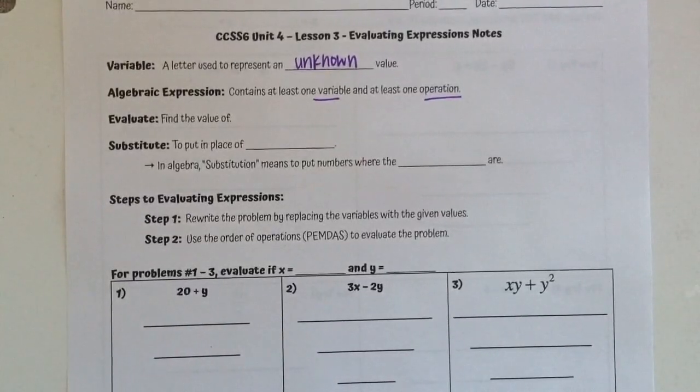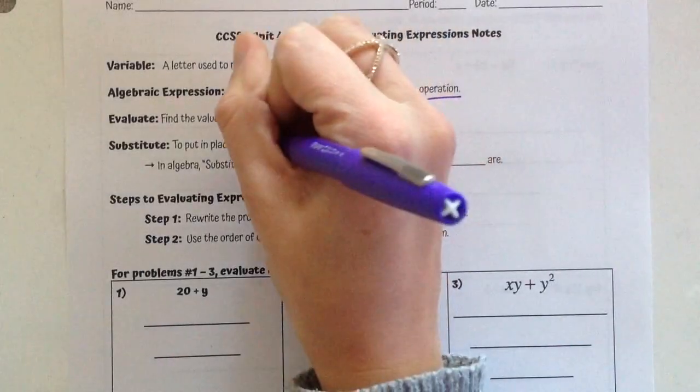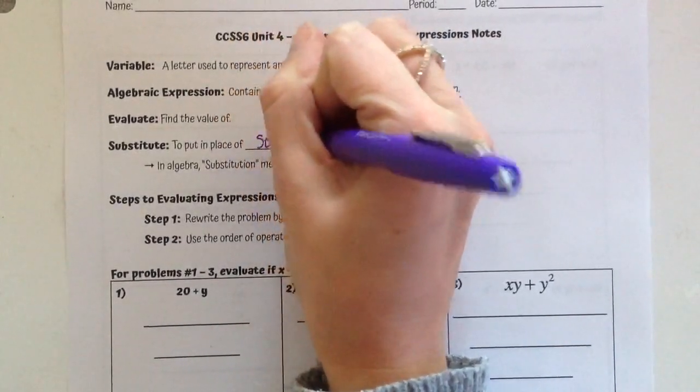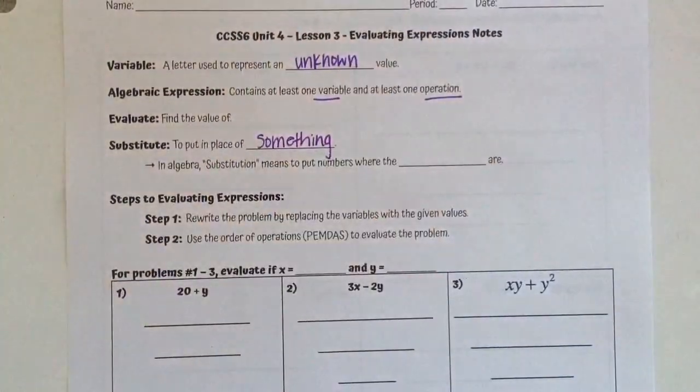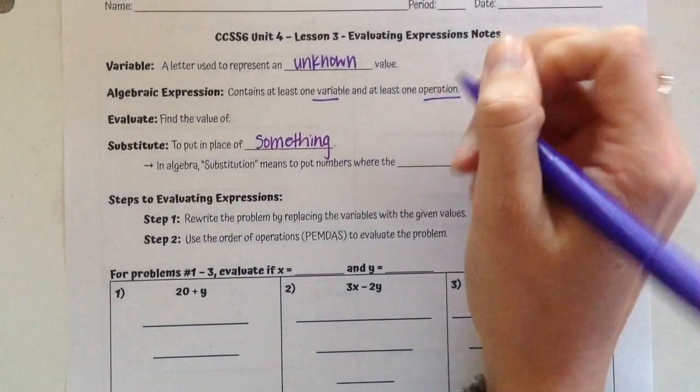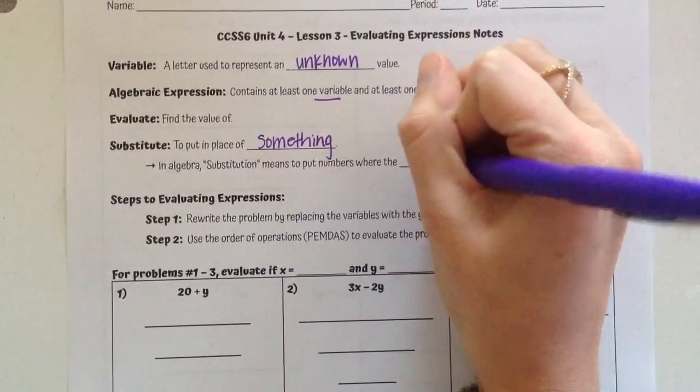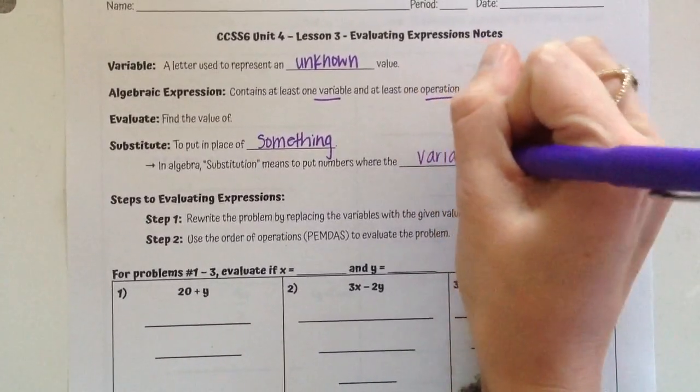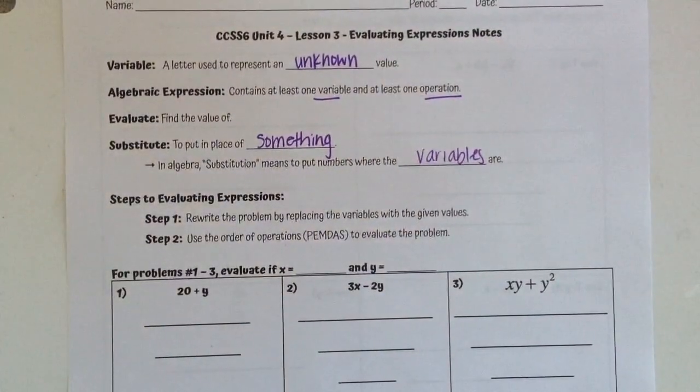Substitute. If you think about a substitute teacher, they are there in place of another teacher if the teacher is out, right? So if we're asking you to substitute, that means to put in place of something. So in algebra, substitution means to put numbers where the variables are. So basically, we are substituting a number for a variable, or replacing it.